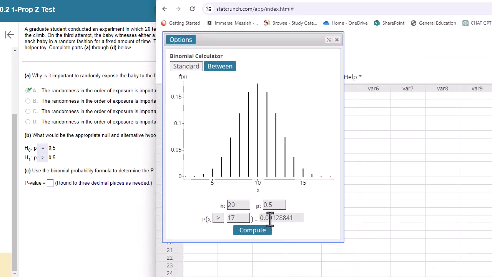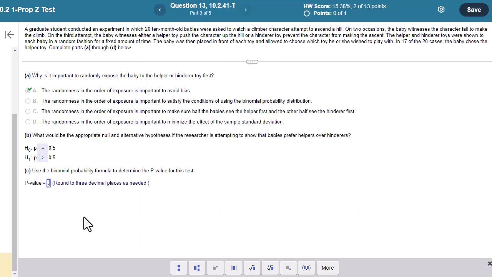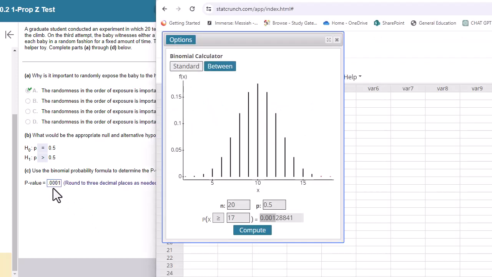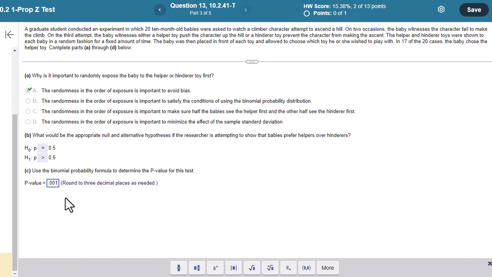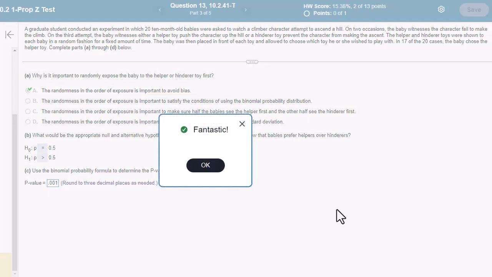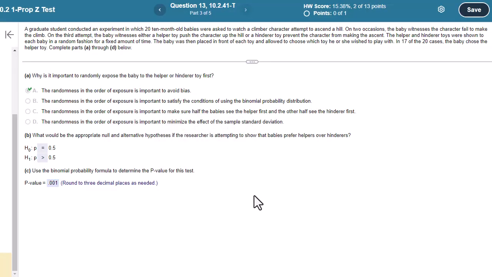So I got 0.0001 right there. Looks like I put one too many zeros there. I thought it looked a little too small. There we go. So that's sort of like an exact p-value from this, not using the normal distribution to make an approximation.